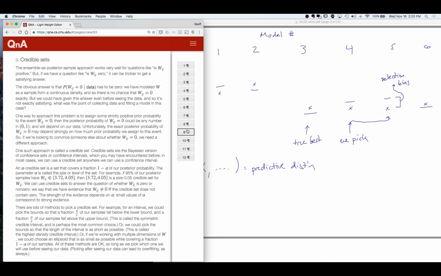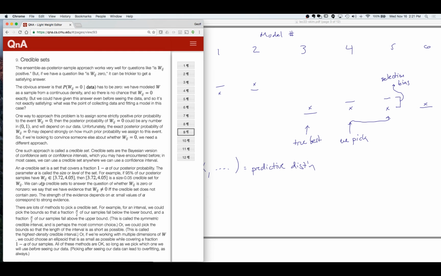What is a credible set? An alpha credible set is a set in our parameter space that covers a fraction 1 minus alpha of our posterior probability over parameters. Right? So for example, if in our posterior distribution 95% probability W is between 3.72 and 4.05, then that interval, 3.72 to 4.05, is a credible set.